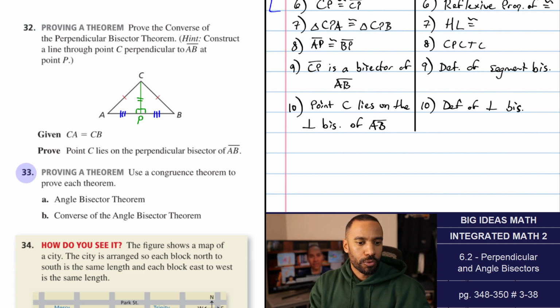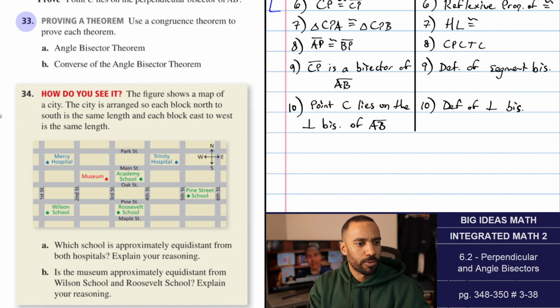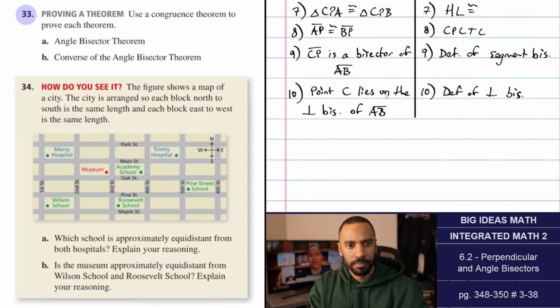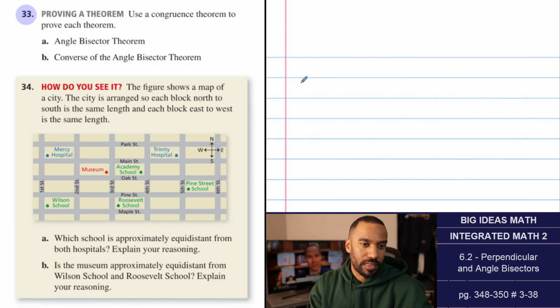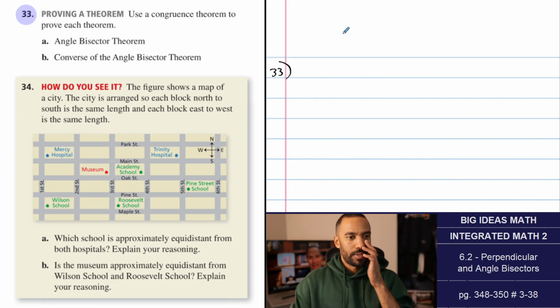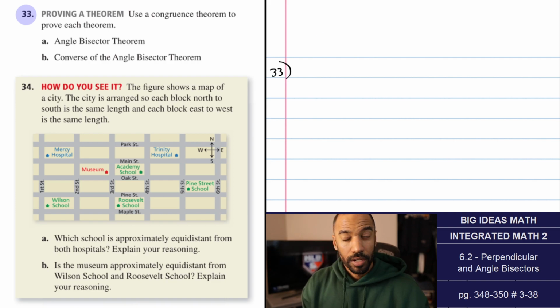All right, number 33. We've got to prove another theorem. Use a congruence theorem to prove each theorem: angle bisector theorem and converse of the angle bisector theorem. They might mean triangle. They might just mean what we were just doing. Just do another proof. Use a congruence theorem to prove the angle bisector theorem and the converse of it.